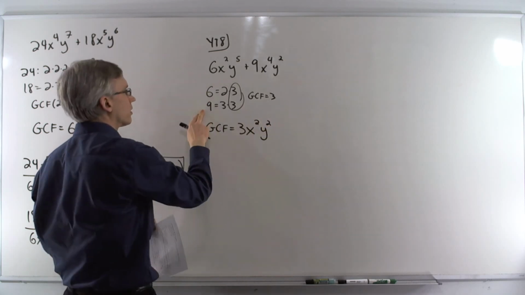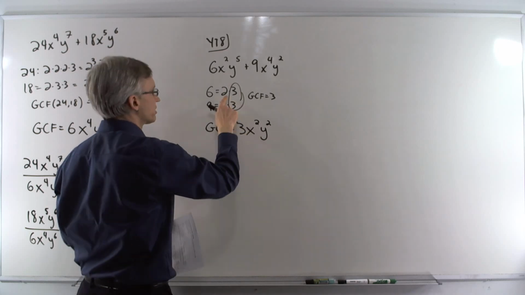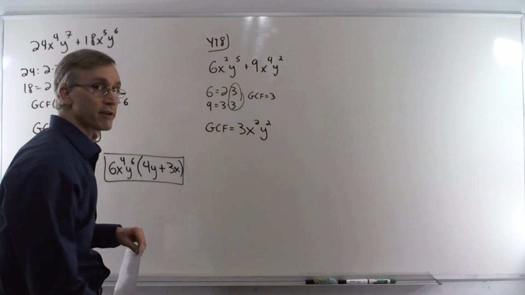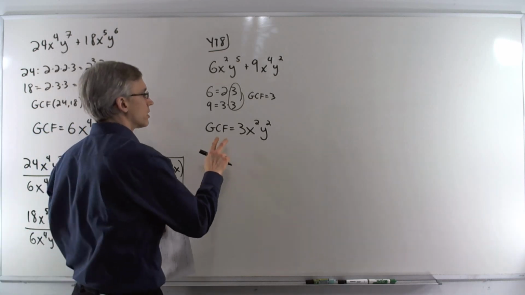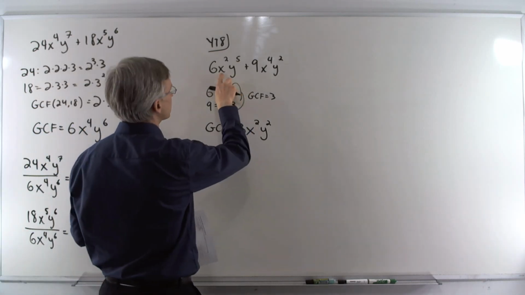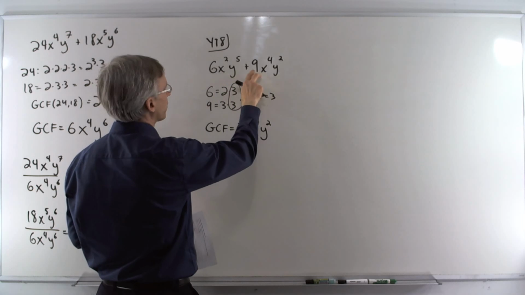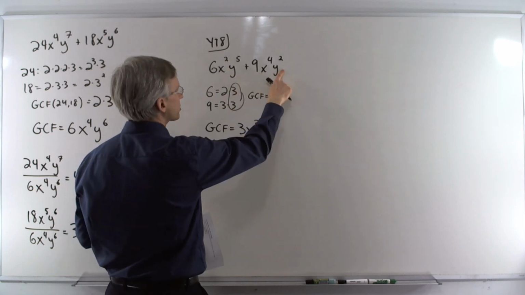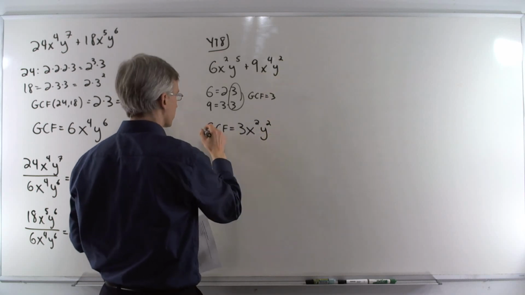All right, doing our prime factorizations. Got a matching base of 3, both to the first power, so the GCF of the coefficients is 3. Now we'll look at the variable parts. X squared and x to the 4th, smaller exponent is 2, so we get x squared down here. Y to the 5th and y squared, smaller exponent is 2. So there's the GCF.